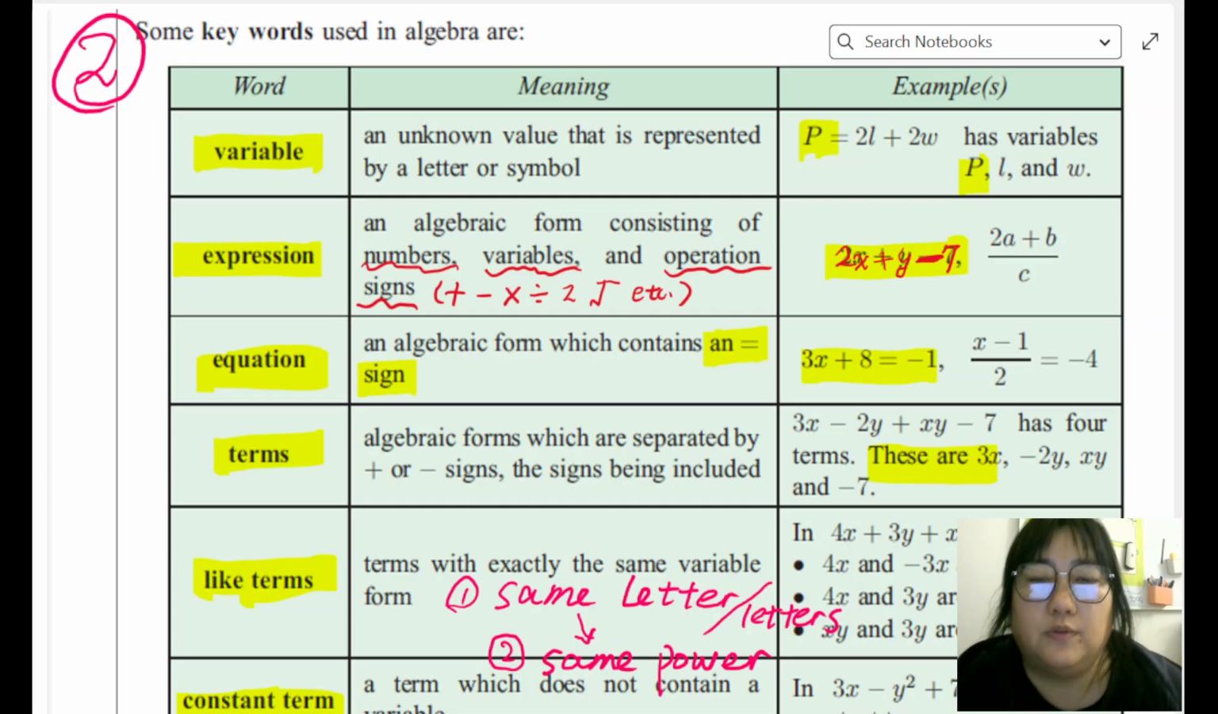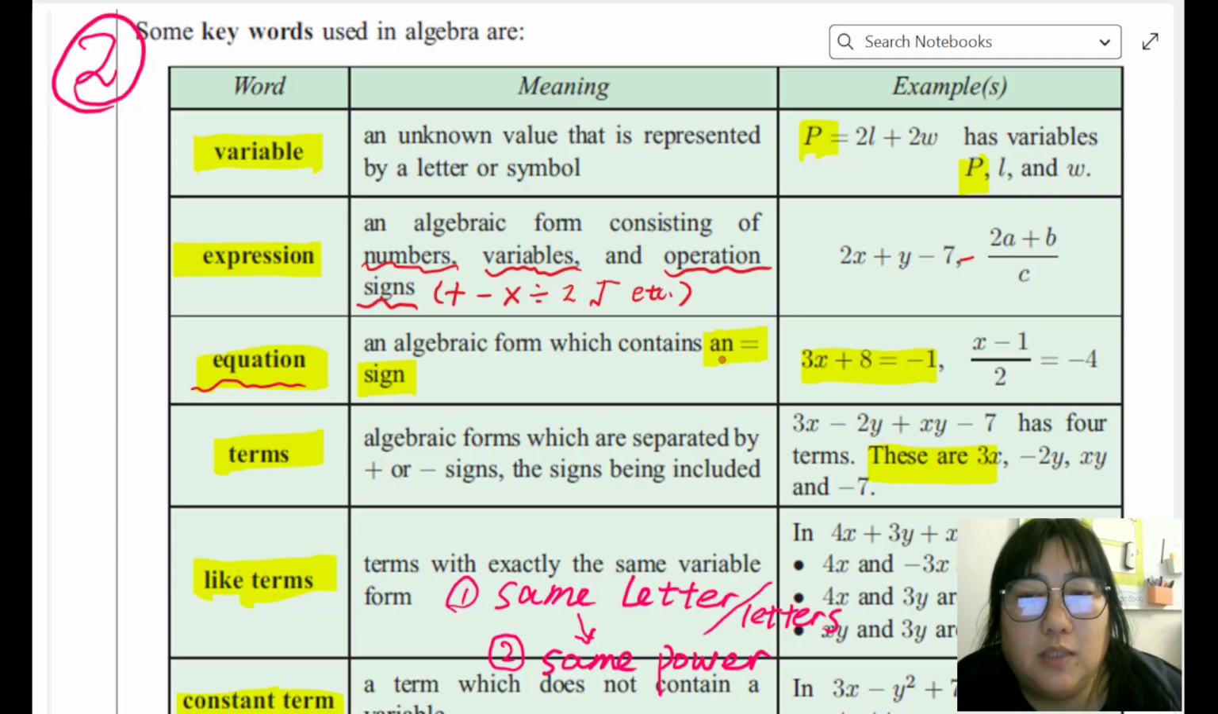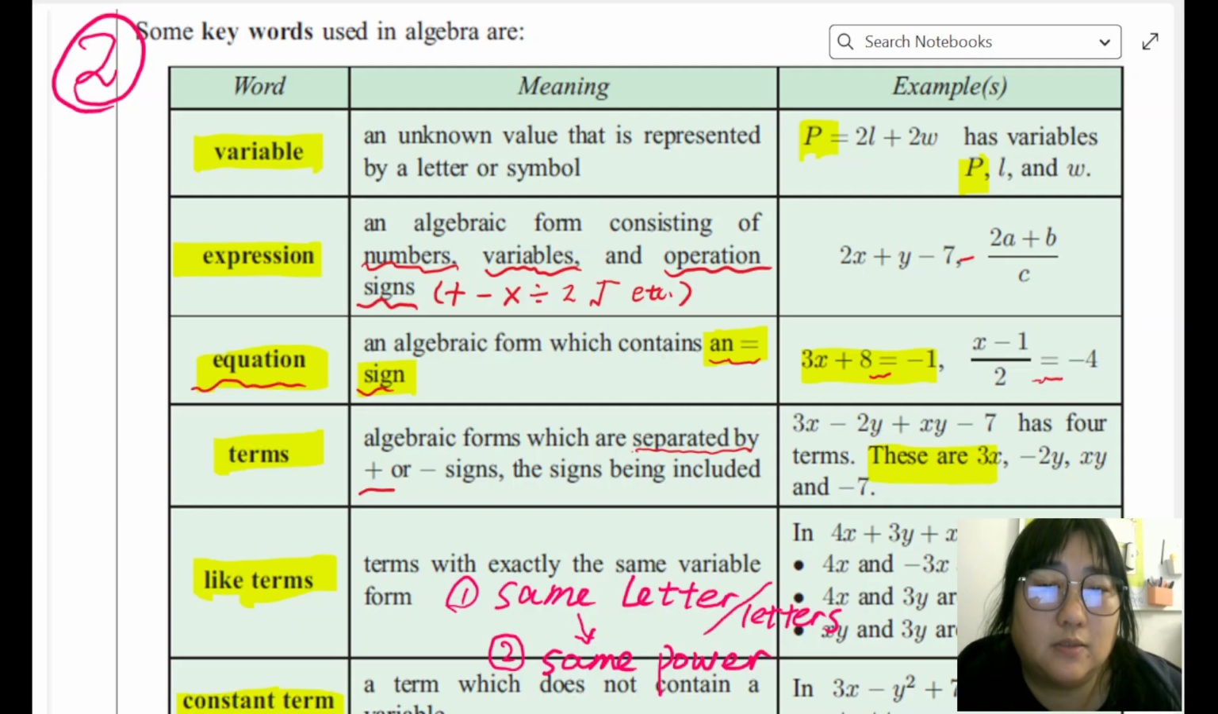For the next one, you can see here, equation. An equation must contain an equal sign, and only one equal sign here, okay? This kind of question we call an equation. Next one is terms. Terms will be separated by plus or take signs.